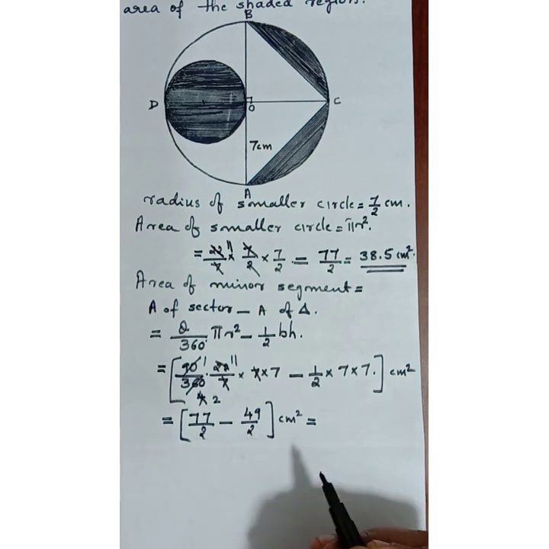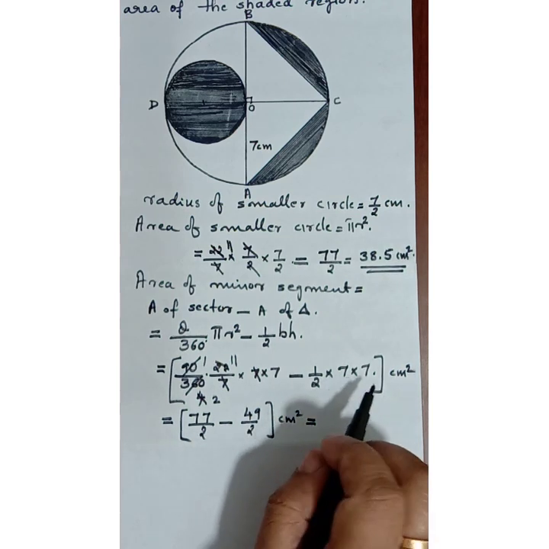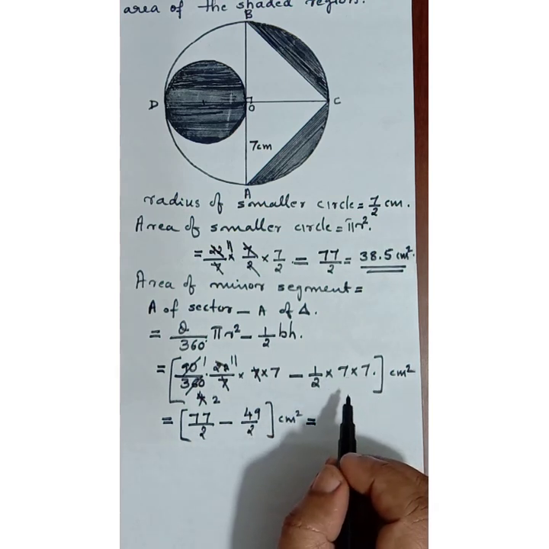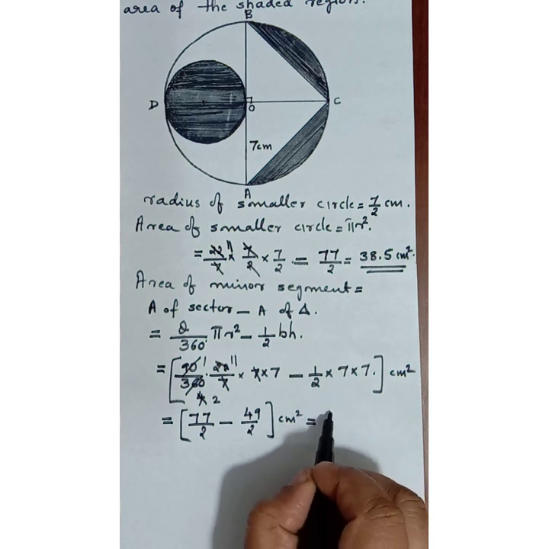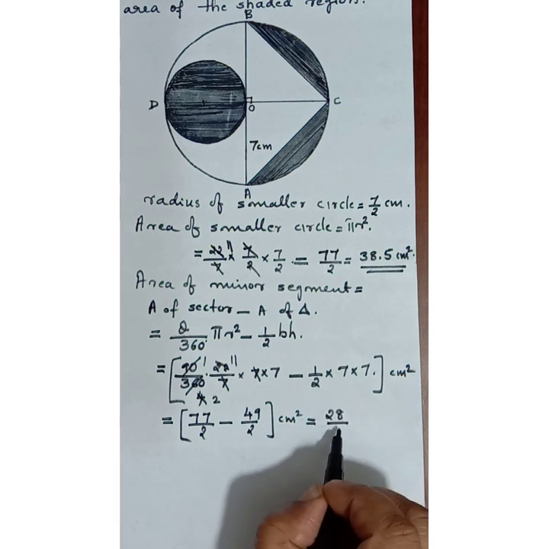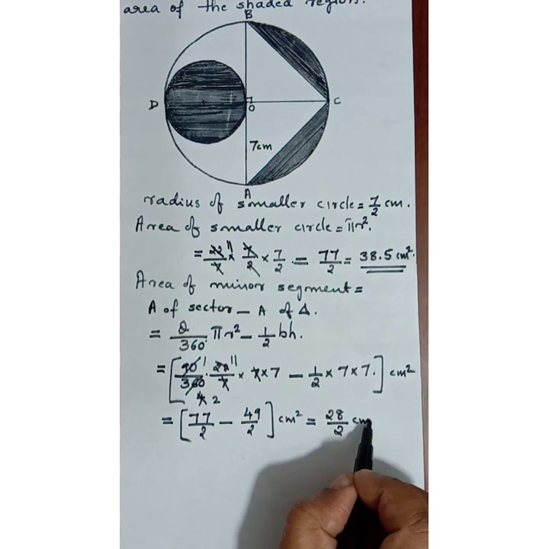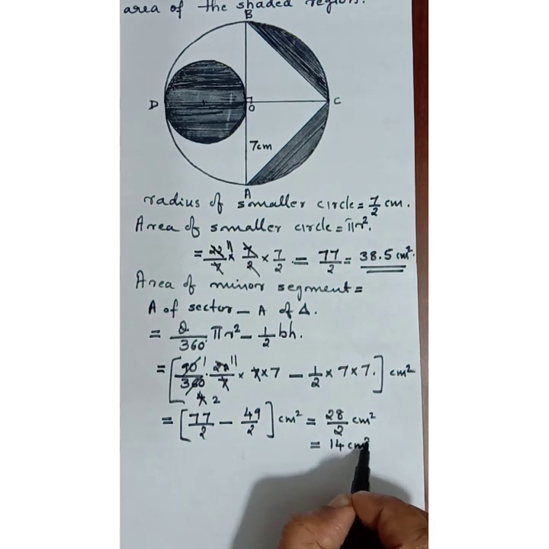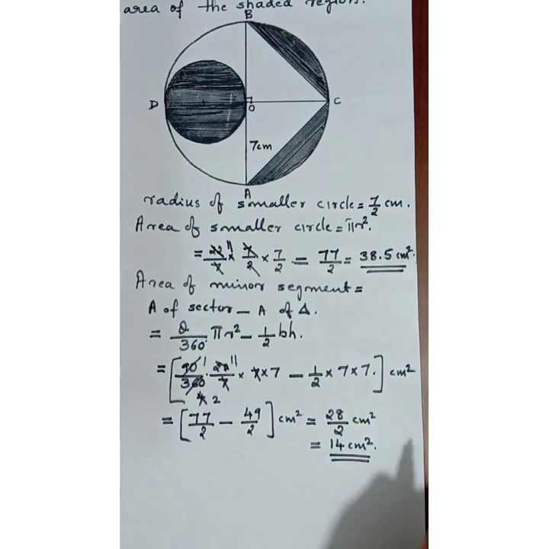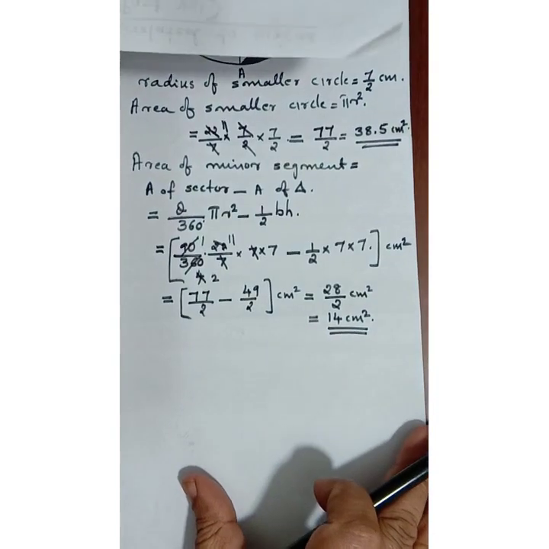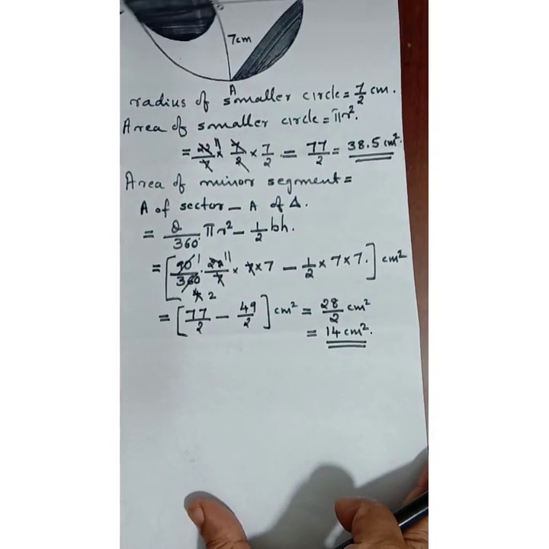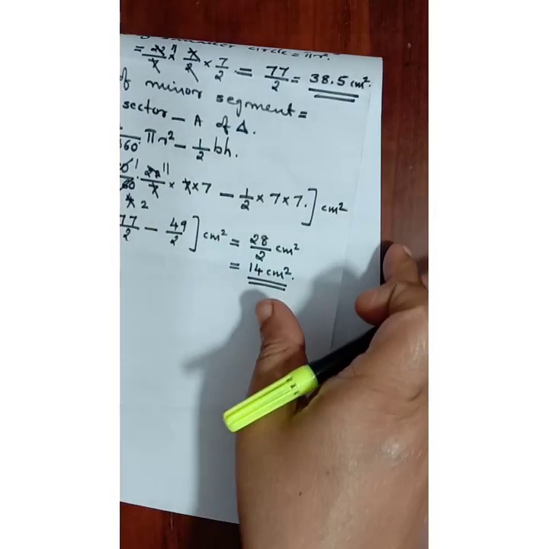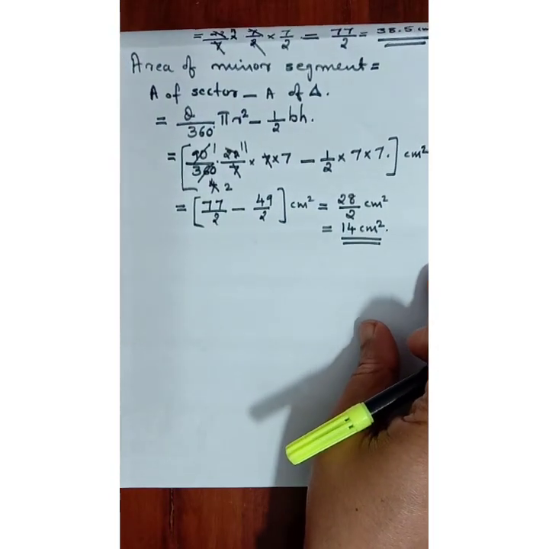So let us subtract it. Both are having the same denominator. When we subtract, what do we get? 77 minus 49 is equal to 28. Common denominator we have, so this is equal to 14 cm square. That is the area of one minor segment. Therefore, the area of both the segments we have to find out. How to get that?